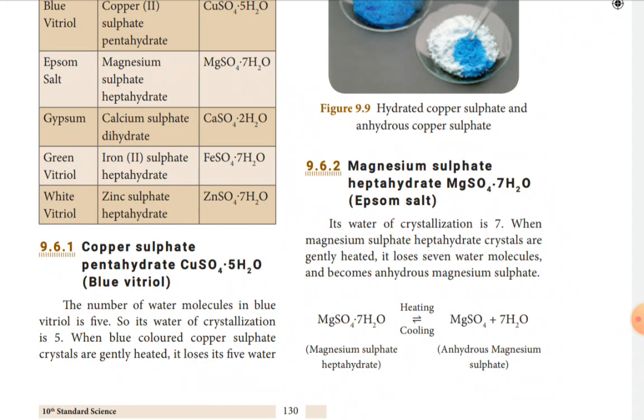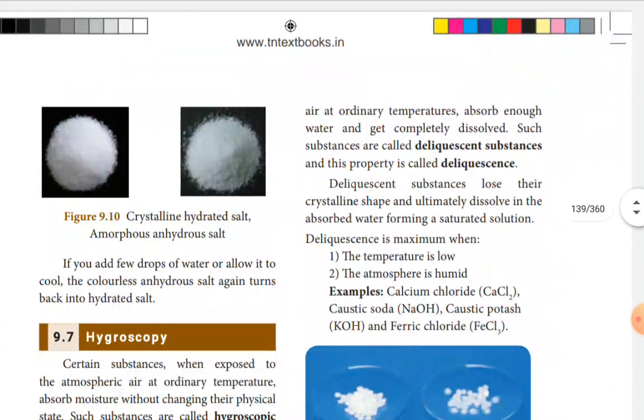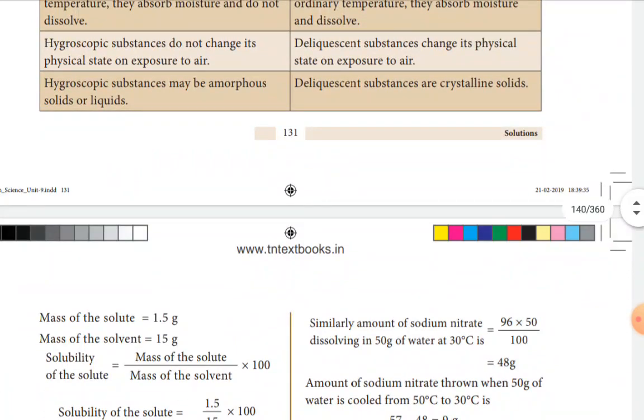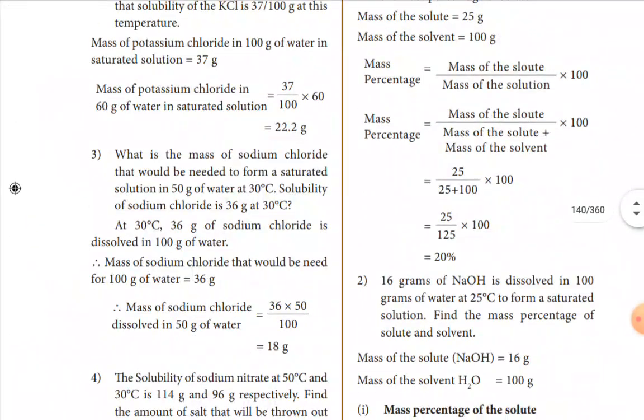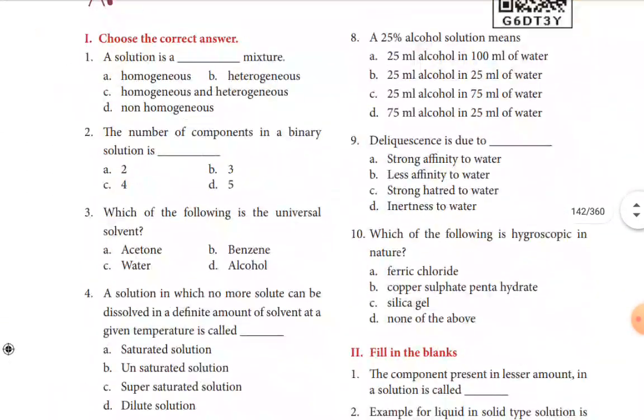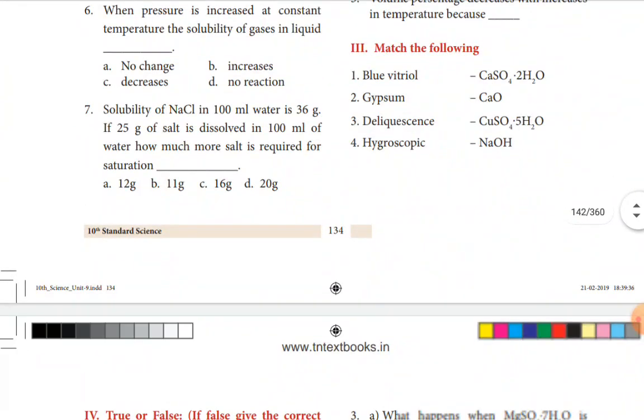Then next, you also have to go through the difference between deliquescence and hygroscopy. Then you go through all the textbook evaluation. Textbook evaluations are important.